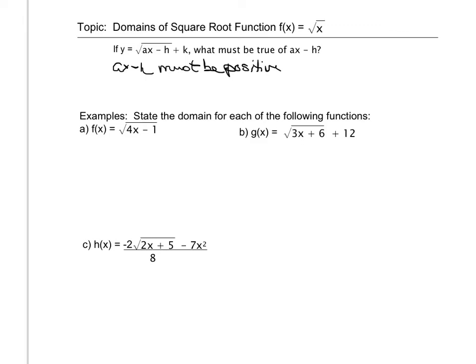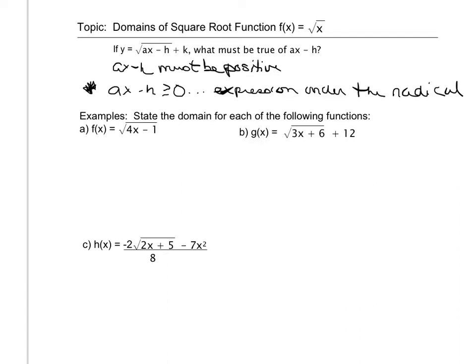So in general, whenever I'm talking about domains of square root functions, the expression under the radical, in this case ax minus h, must be greater than or equal to 0. And again, that is the expression under the radical. Notice I didn't say anything about the k, because again, it doesn't matter what gets added or subtracted. We can add or subtract any number. So let's go ahead and look at some more concrete examples with numbers put in.